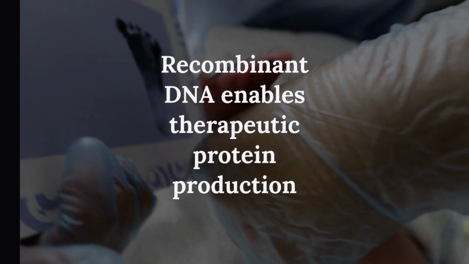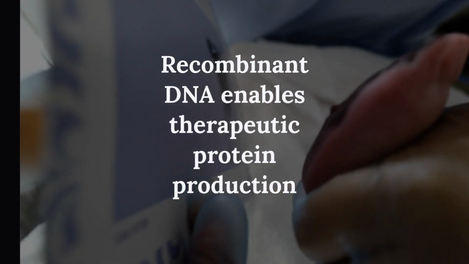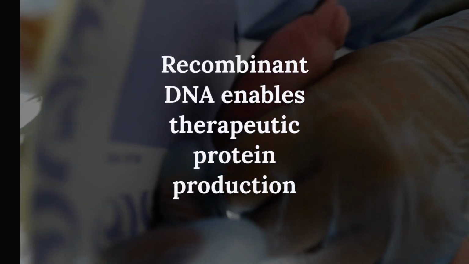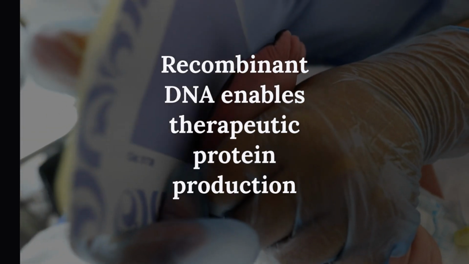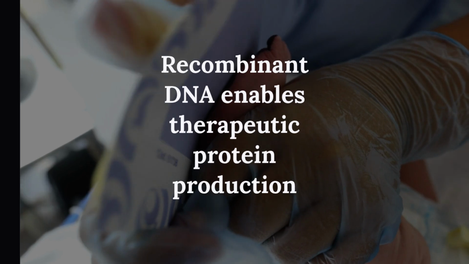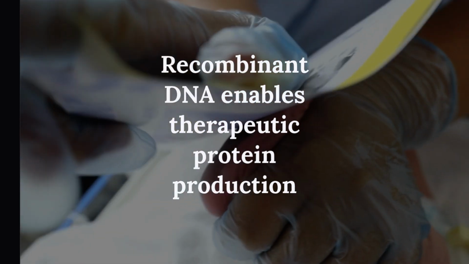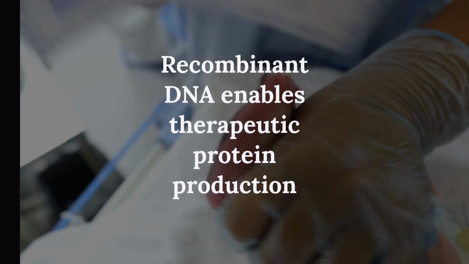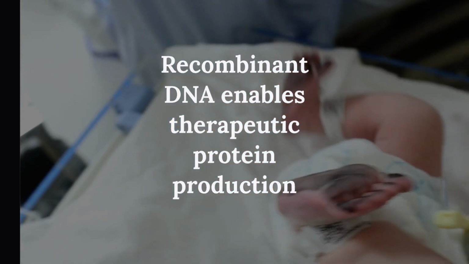Human insulin is produced using genetically modified bacteria, reducing allergic reactions compared to animal-derived insulin. Human growth hormone treats growth deficiencies, while clotting factors aid hemophilia treatment. Monoclonal antibodies are used in cancer therapy and autoimmune diseases. Recombinant DNA allows large-scale production of therapeutic proteins. This technology ensures purity and safety in medical treatments.